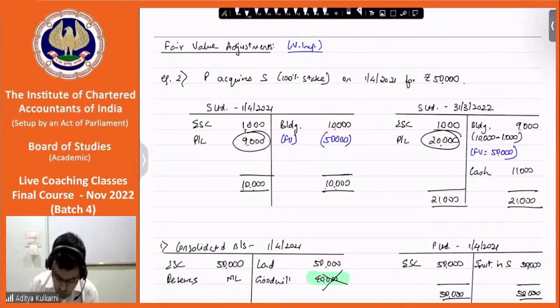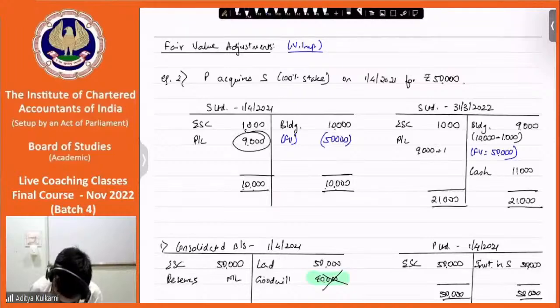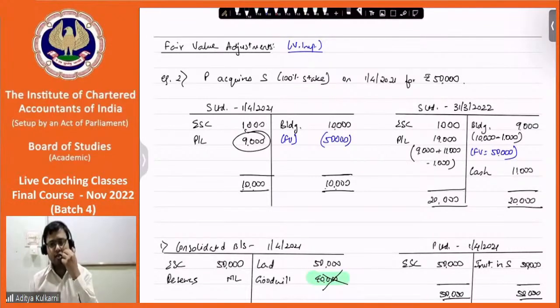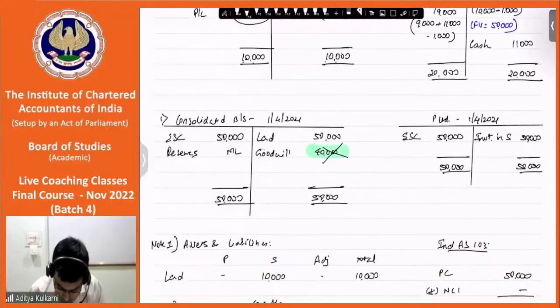Okay. So what will be your P&L now? Your P&L is going to be, it was 9,000. You earned 11,000 as profits minus 1,000 as depreciation. So 9 minus 1, 8 plus 11, 19,000. So your balance sheet is going to tally at 20,000. Is it okay? So this is your scenario.